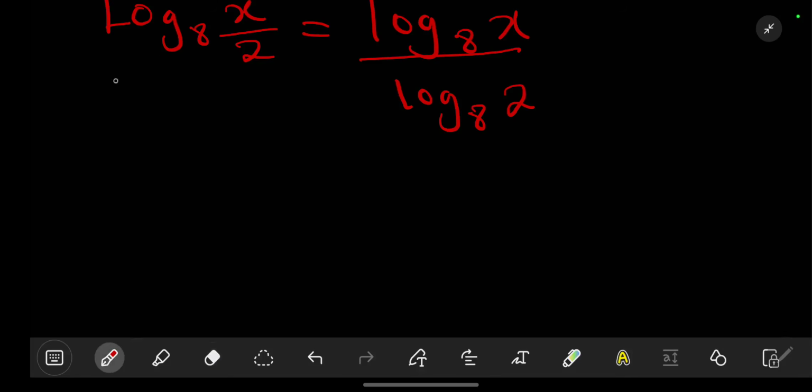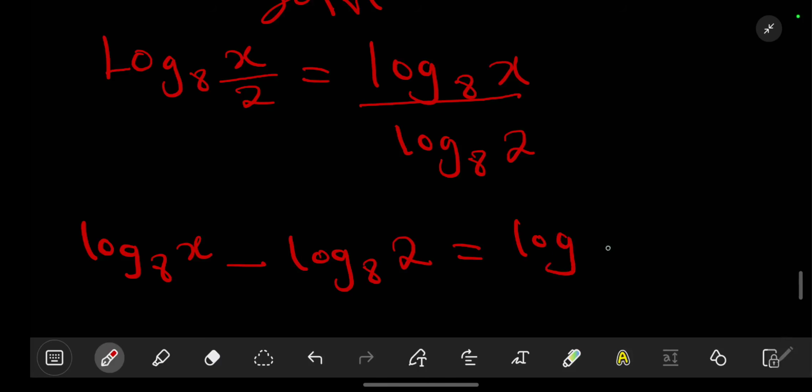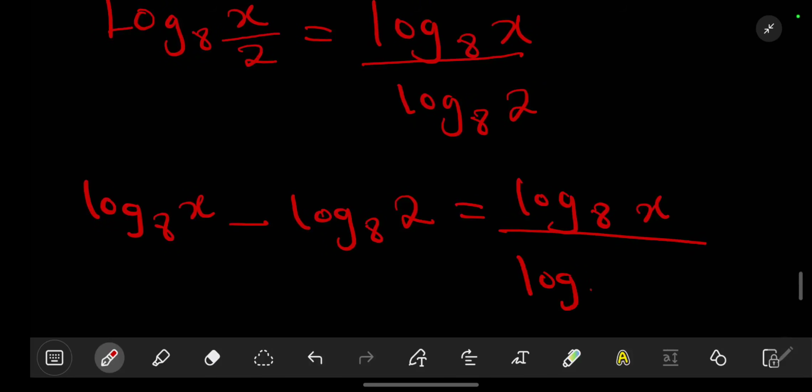So we are going to have the log base 8 of x. Now since 2 is dividing, it will be minus the log base 8 of 2, and that should be equal to the log base 8 of 8 over the log base 8 of 2. So that means immediately you do this.